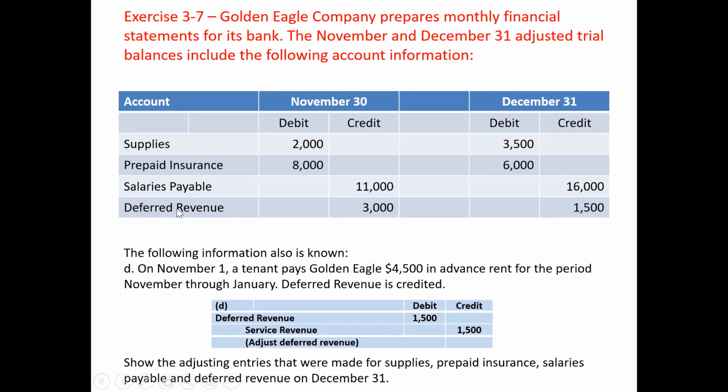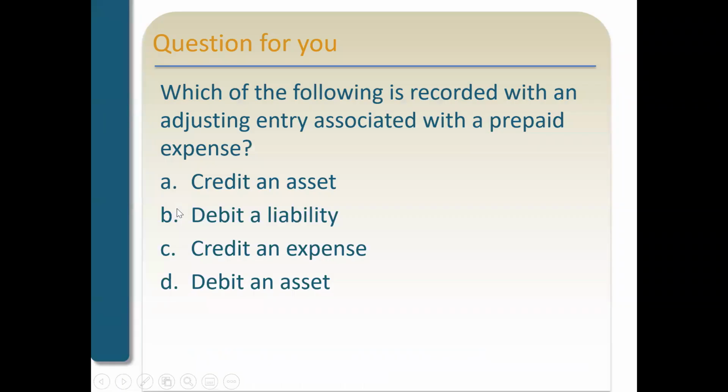Okay, next one. Which of the following is recorded with an adjusting entry associated with a prepaid expense? So when we are dealing with these prepaid expenses, and then we have an adjusting entry against the prepaid expense to show it as an expense, do we credit an asset? Do we debit a liability? Do we credit an expense or debit an asset? Think it through on the adjusting entry.